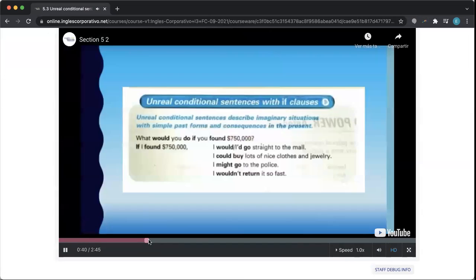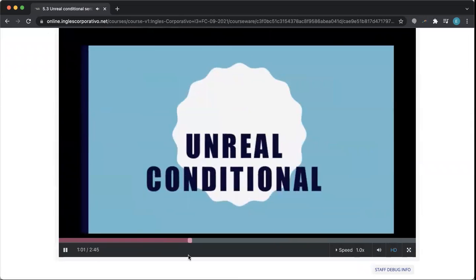Hi. I found $750,000 in jewelry. If I found it, I wouldn't return it so fast. This is what unreal conditional is about. Unreal conditional describes imaginary situations.